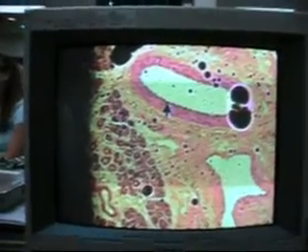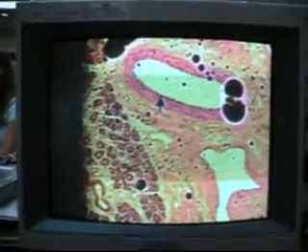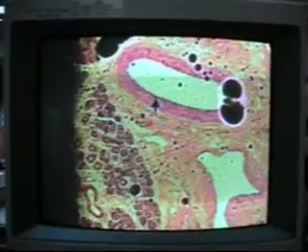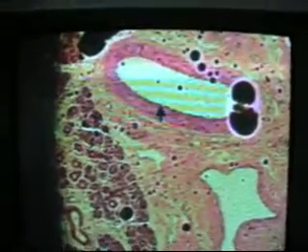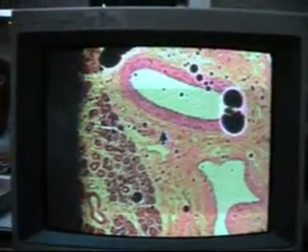So you can look at this and see now, at this magnification, you can really begin to see the endothelial lining right there. So this is a lumen, this will be the tunica intima, this is going to be the tunica muscularis, and then out in here is going to be the tunica adventitia.